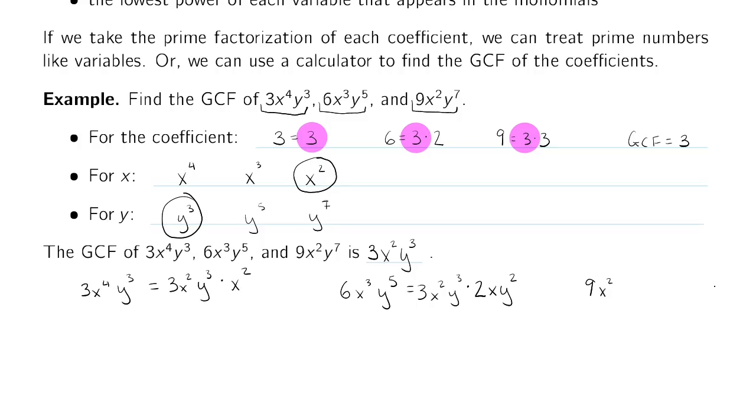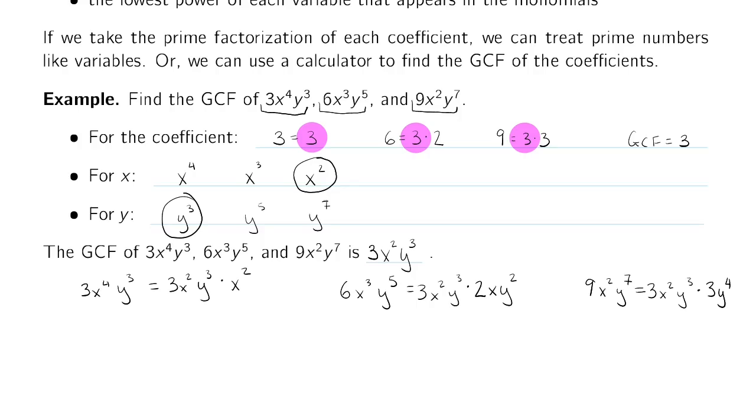9x squared y to the seventh. Well, we need to multiply 3x squared y to the third. We need to multiply the 3 by another 3. We don't need any extra copies of x, but we need 4 extra copies of y. So we see that that really is a factor of each of our 3 monomials.